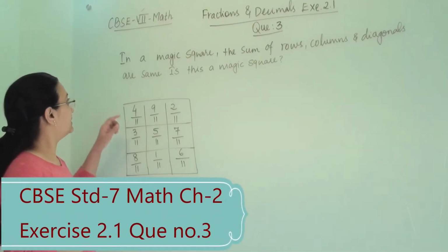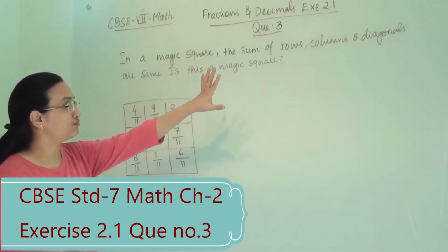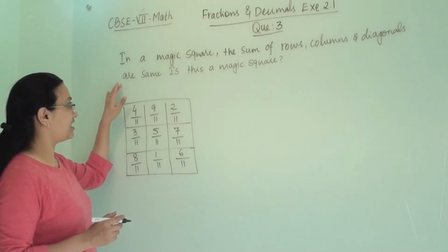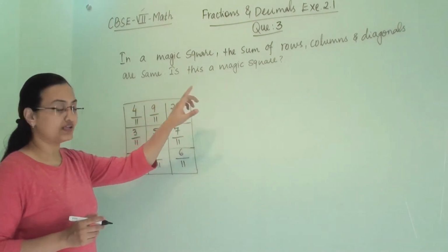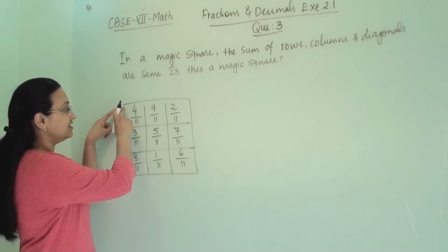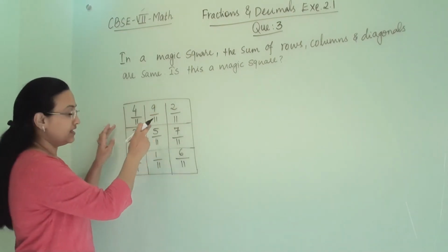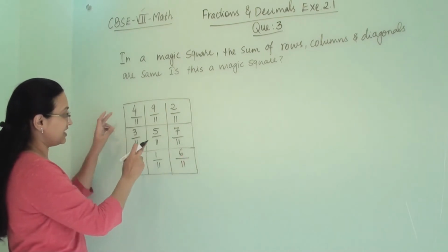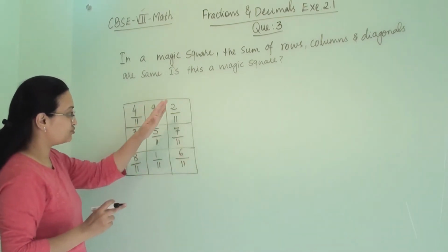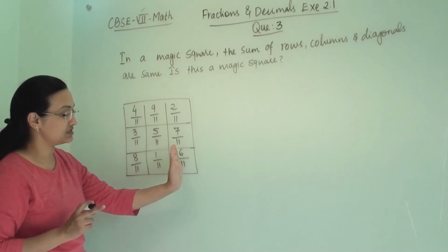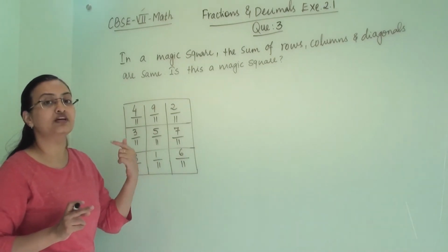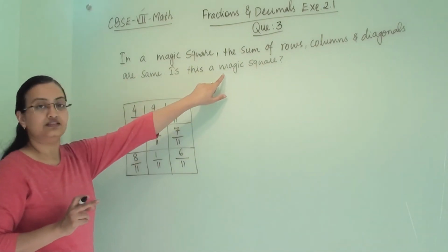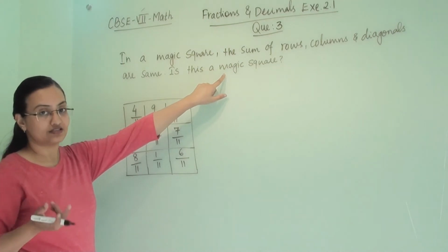Question number 3. In a magic square, the sum of rows, columns and diagonals are the same. Is this a magic square? That means we have to check whether the sum of these 3 terms, and similarly for all the 3 rows and all the 3 columns and 2 diagonals, these are the diagonals, are the same or not.